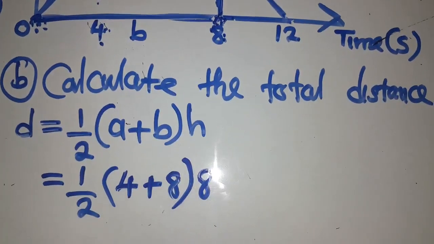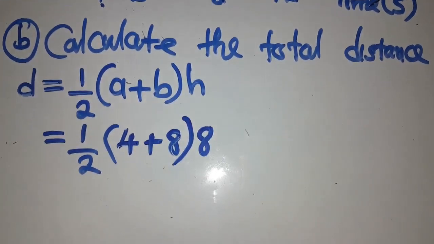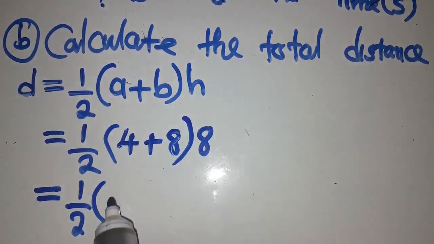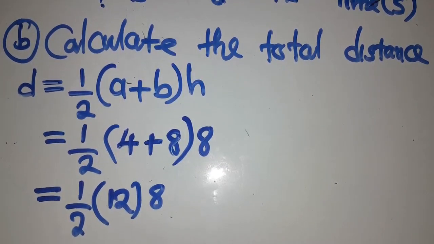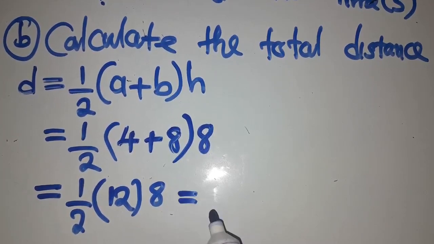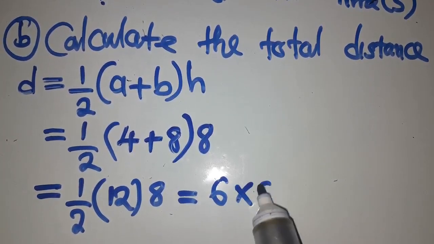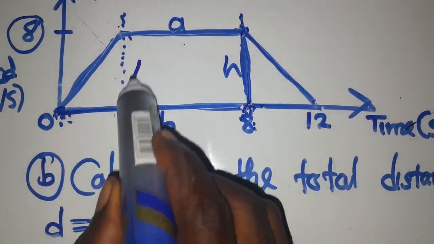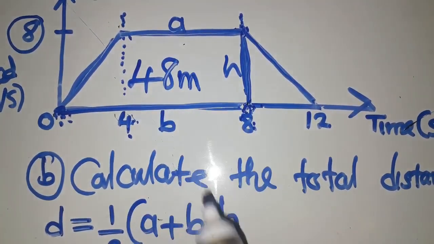So this is the formula that we are going to use on that one. So we just evaluate it now, where you say this is equal to half. What is this plus that? 4 plus 8, it is 12, times 8. Half of 12. What is half of 12? 6. 6 times 8 there. On this one, you are allowed to use a calculator. 6 times 8. What is our answer? 48. So this is the first one, which is 48 meters.